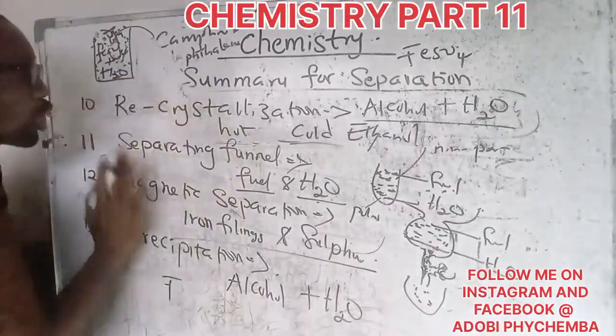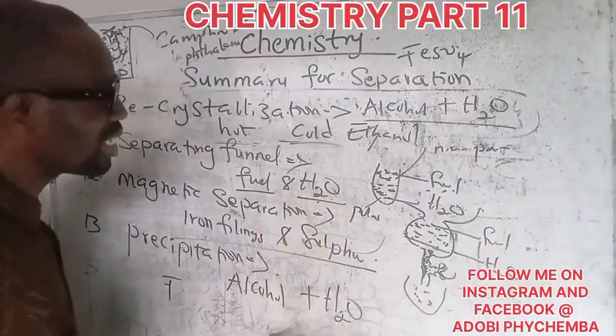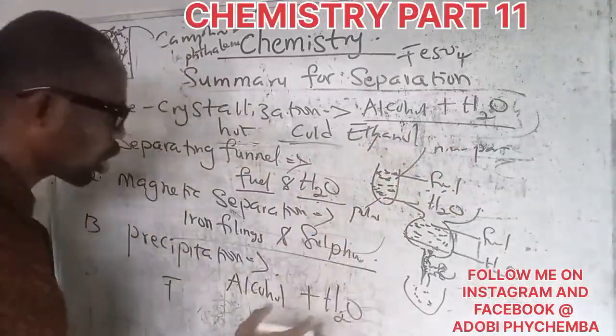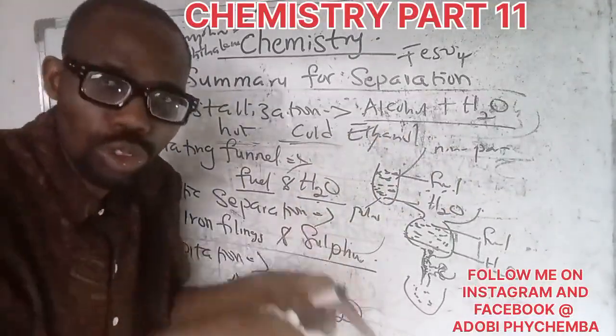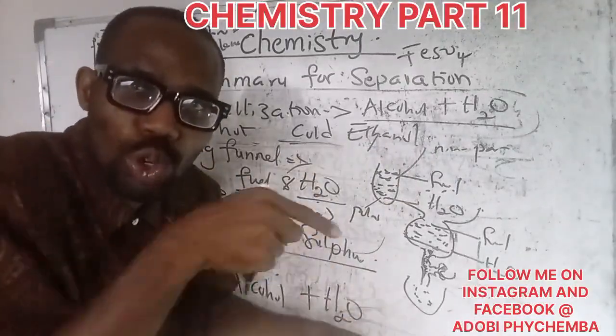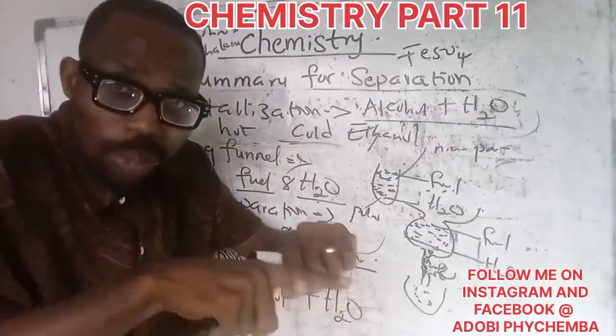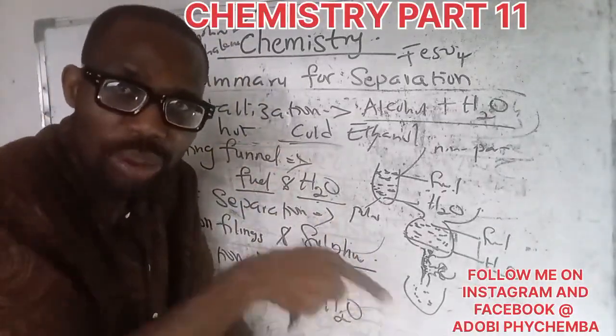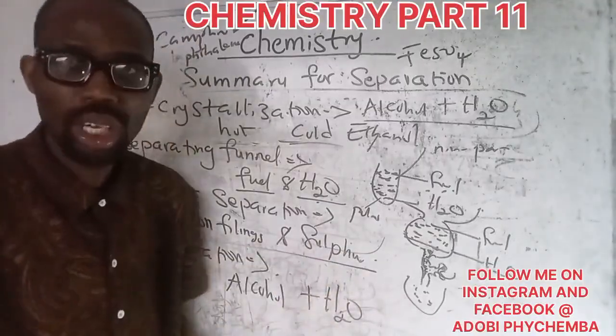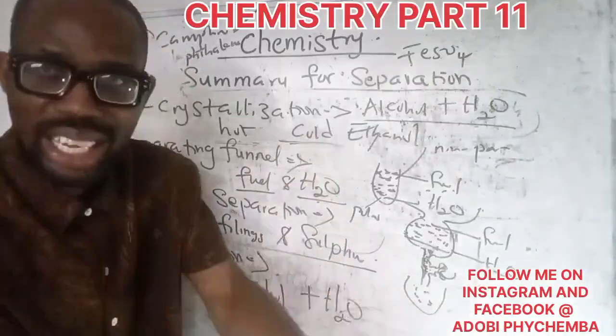So what I want you to understand is that this precipitation has to do with separating salts that have different solubility in two mixable liquids. So the liquids must be mixable first, but the salt has different solubility in these two liquids. In water, it is soluble. In ethanol, it is insoluble.